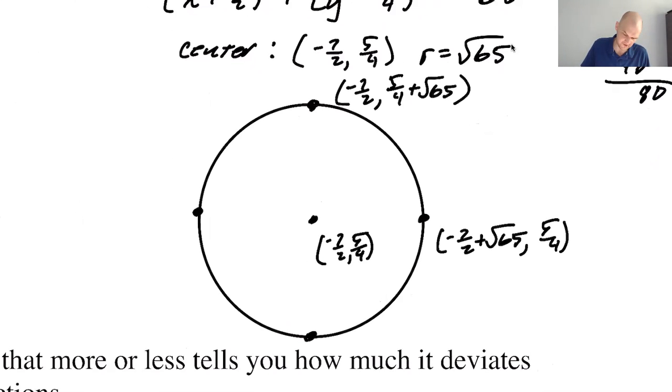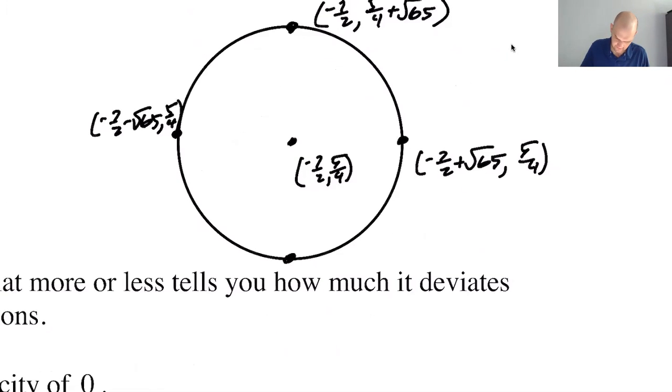I mean, you can't combine anything. So it's not really harmful, I guess. 5/4. And then here we're going to subtract it from y. 5/4 minus what? Minus radical 65.